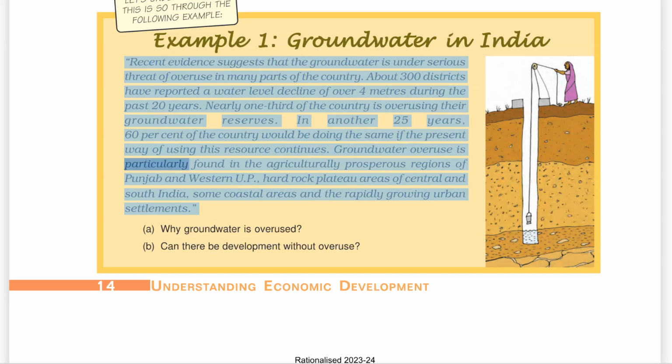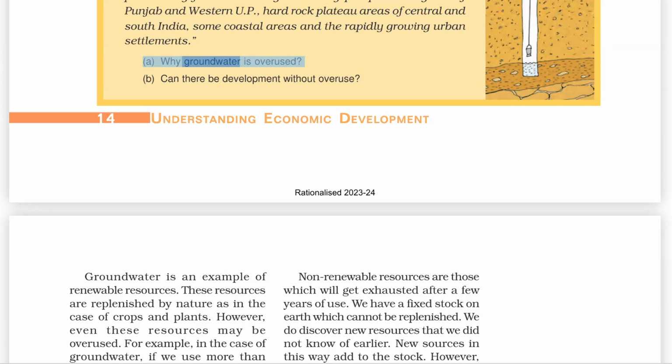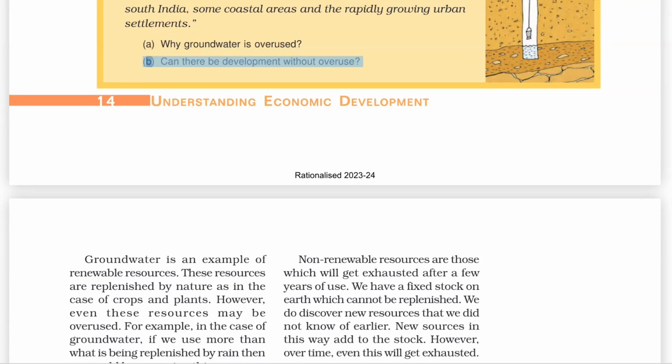Groundwater overuse is particularly found in the agriculturally prosperous regions of Punjab and western UP, hard rock plateau areas of central and south India, some coastal areas, and the rapidly growing urban settlements. Why is groundwater overused? Can there be development without overuse?